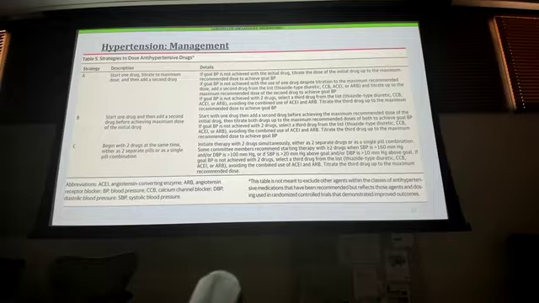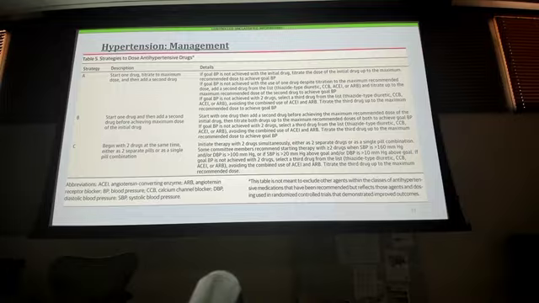Well, if I throw 2 agents at them, and now I get them down to 120s, they are probably going to have side effects of syncope, presyncope, because now their blood pressure is too low for what their reset is. Okay, so I want to slowly bring that blood pressure down to avoid those undesirable side effects. So that's one reason I know.